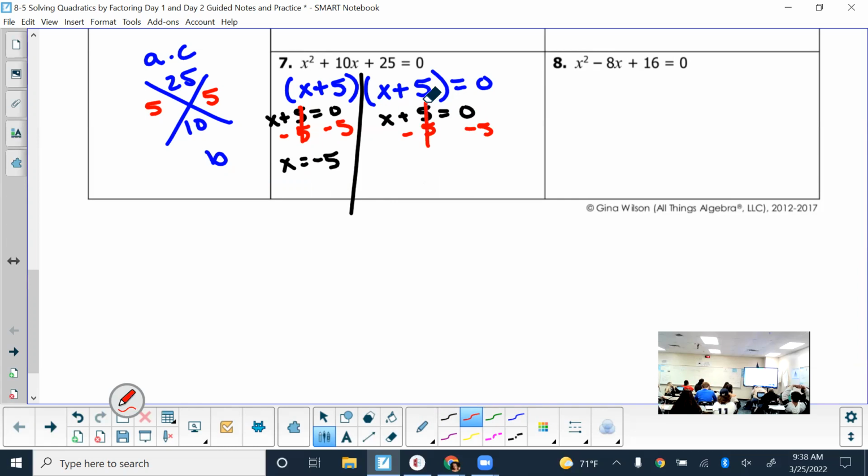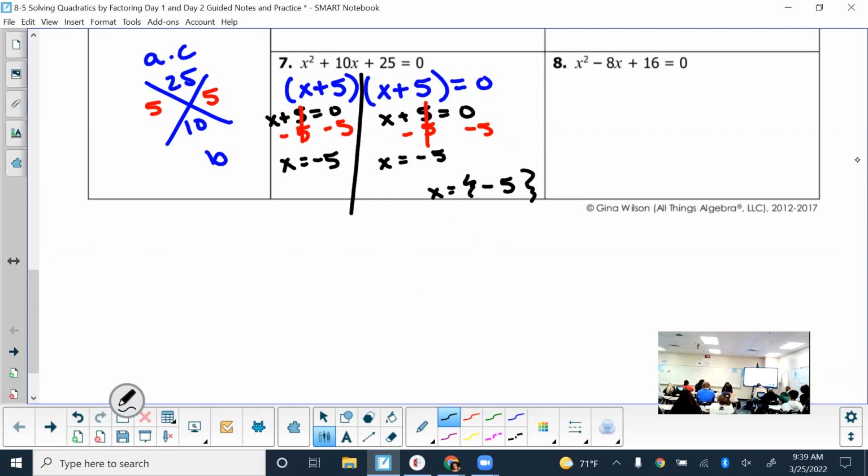So the other x is also negative 5. Now, when I write my answer with the curly braces, do we ever repeat numbers? No. I don't know if you remember when we did domain and range toward the beginning of the year and we used the curly braces. But if there's repeating numbers, you don't write them more than once.